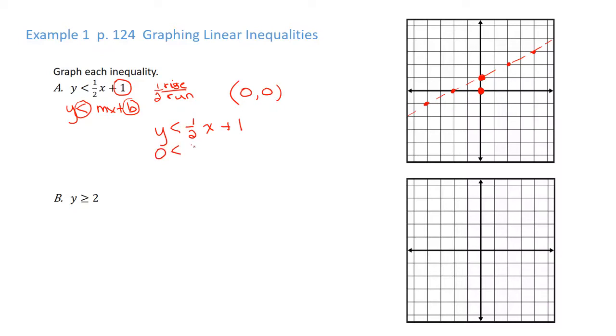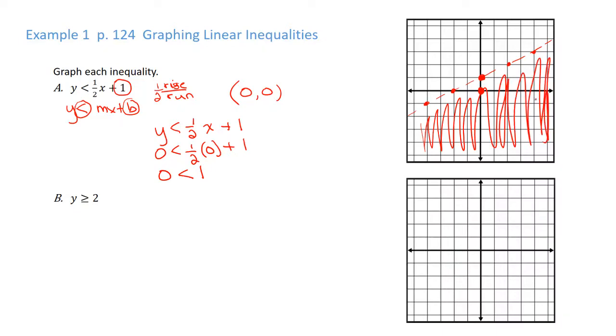0 is less than 1/2 times 0 plus 1. So 0 is less than, that's 0, 1. And 0 is less than 1. That is true. So we know that this bottom section is going to be shaded. So any number that you choose in here will make this inequality true.